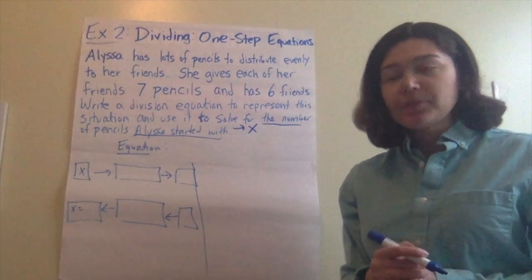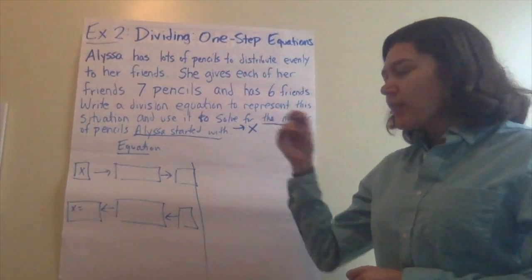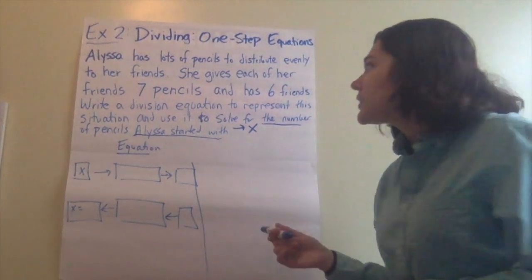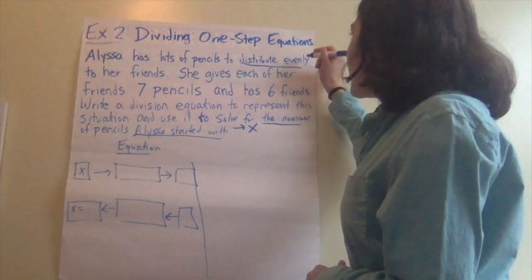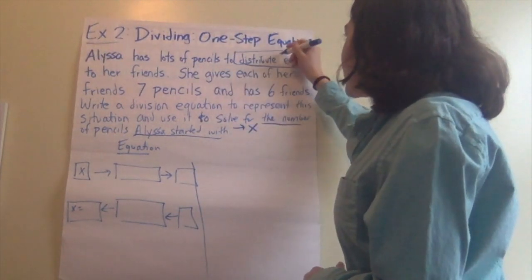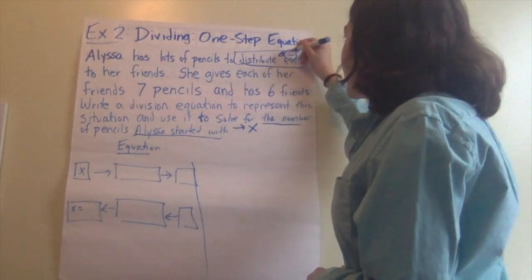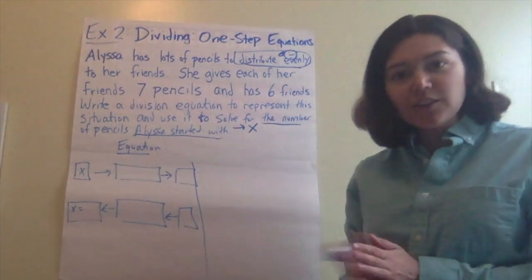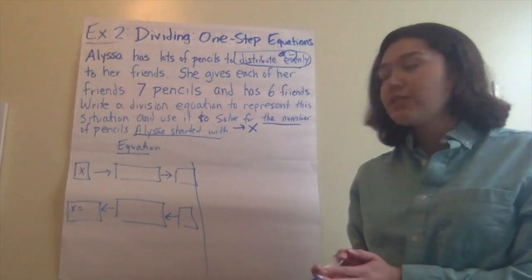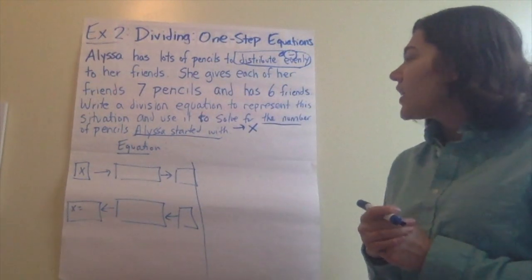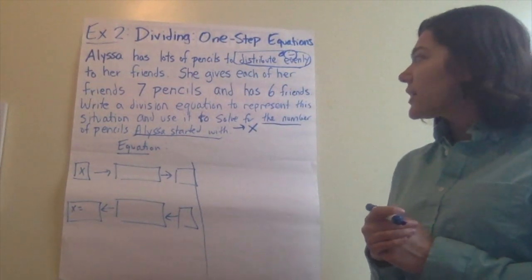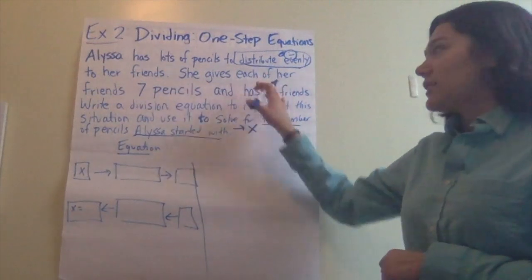That's our variable. So Alyssa starts with a certain number of pencils. Then she wants to distribute them evenly to her friends. That's going to tell us we're going to divide. If we're distributing something evenly or splitting it up evenly, that's a sign for division. So she's going to distribute them evenly to her friends. She gives each of her friends 7 pencils, and she has 6 friends.